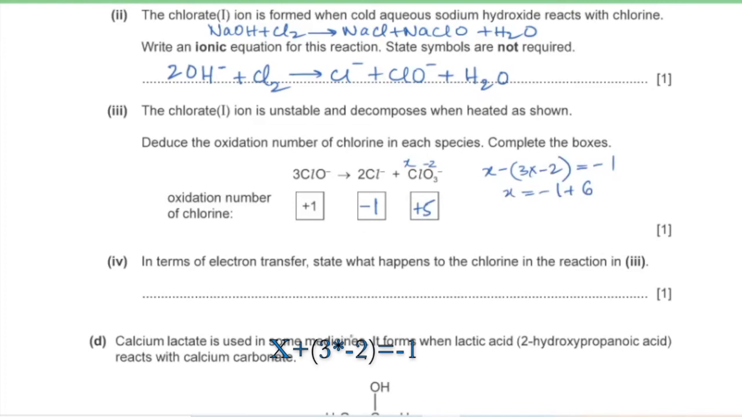Part 4, in terms of electron transfer, state what happens to the chlorine in the reaction in part 3. So it's from +1 to -1, this is reduction because there is a decrease in oxidation number, and that's reduction. +1 to +5 is oxidation because that's an increase in oxidation number. So we'll write that chlorine gains and loses electrons.